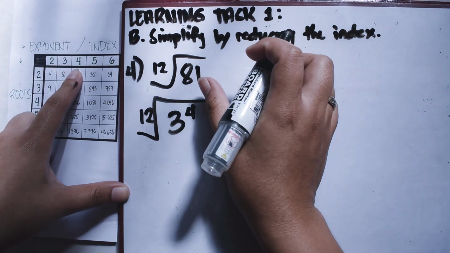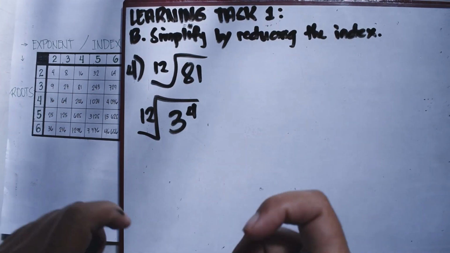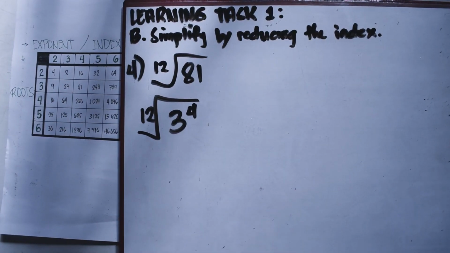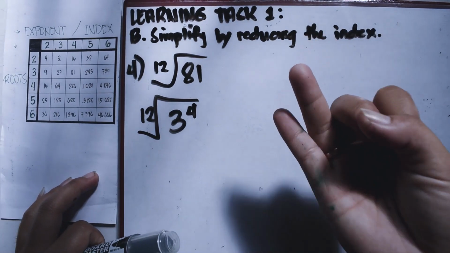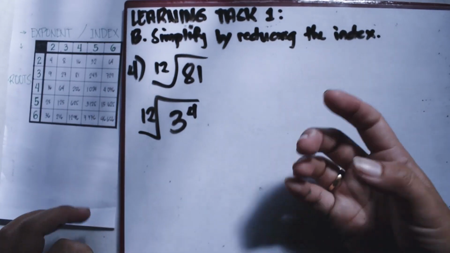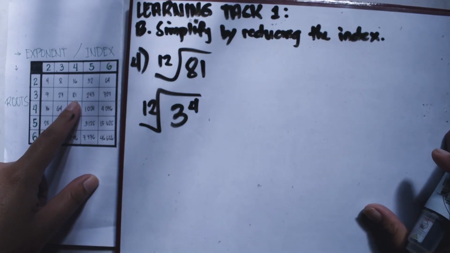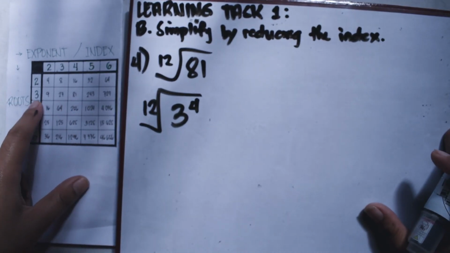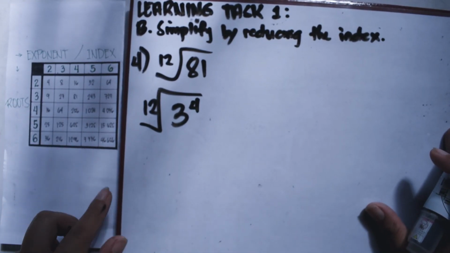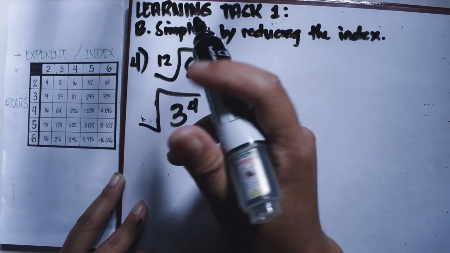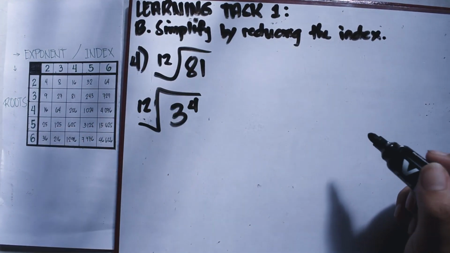Nakuha? So, ibig sabihin, ang 81 pala ay 3 lang na i-multiply 4 na beses sarili niya. We have 3 times 3 is 9 times 3, 27 times 3, 81. So, makikita agad sa table yun, guys, yung 81. So, ang root niya ay 3, ang kanyang exponent ay 4. Nakuha. So, sulat ko lang ulit ito. Medyo nakadikit ulit. So, we have 12 root of 3 raised to 4.